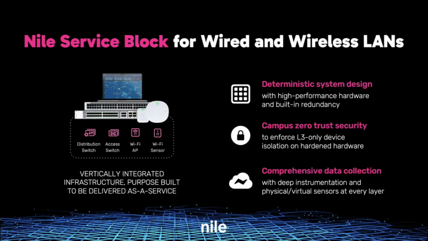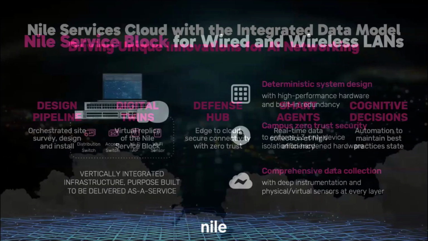That data goes to Service Cloud, as I mentioned, and with that, I will hand it over to Suresh to tell us what that looks like. We talked about the Nile Service Block. Once it laid the strong foundation, now we talk about the Nile Services Cloud. And it has 5 different capabilities.